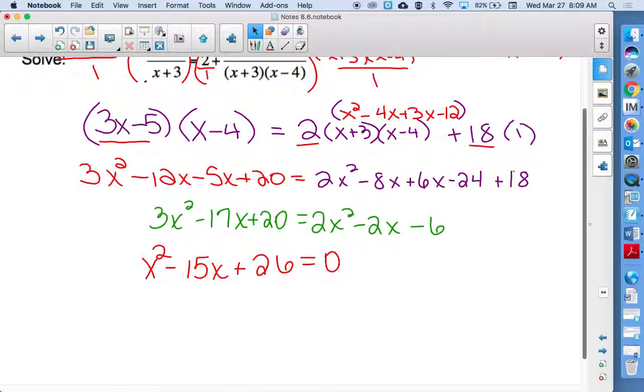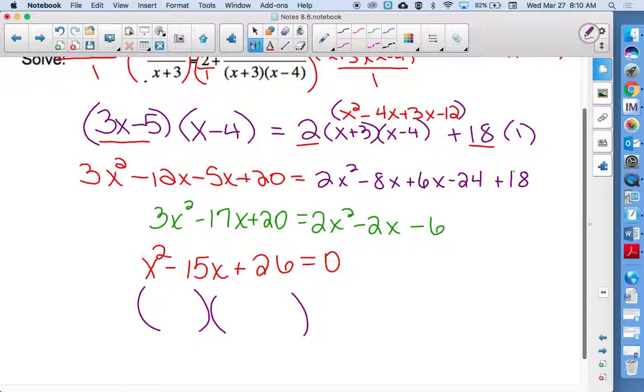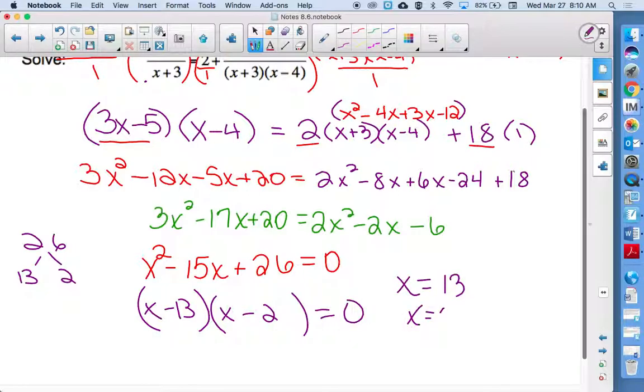I feel like I missed a sign somewhere. Nope, I didn't. We're good. 26 seems a little off, but no. So Emma, does that factor? X minus 13, yeah. 13 and 2 give us 26. If they're both negative, it makes negative 15. So one answer is 13, the other answer is 2.